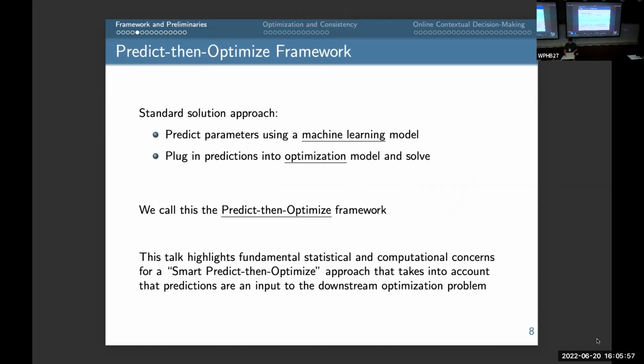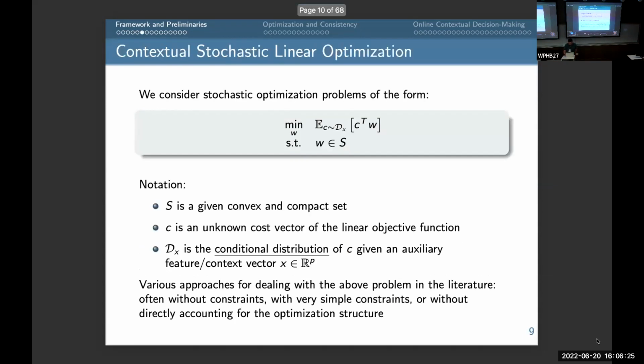Again, the standard approach here is to first predict these unknown parameters using machine learning, and then plug the predictions into an optimization model and solve. This is what we refer to as predict-and-optimize. I want to highlight some fundamental statistical and computational concerns for what we call a smart predict-and-optimize approach. This is an approach that takes into account the fact that the predictions are used as input to this downstream optimization problem. How can we leverage the structure of this downstream problem to make better predictions?